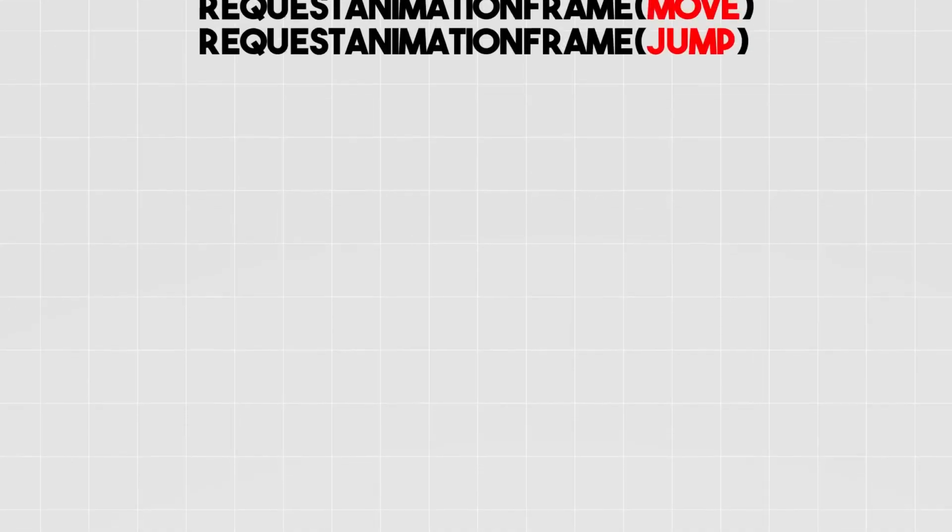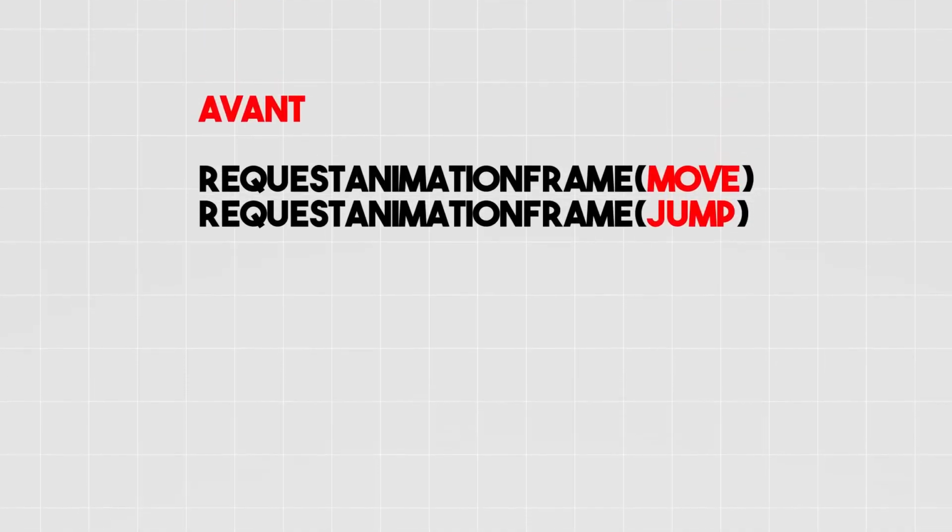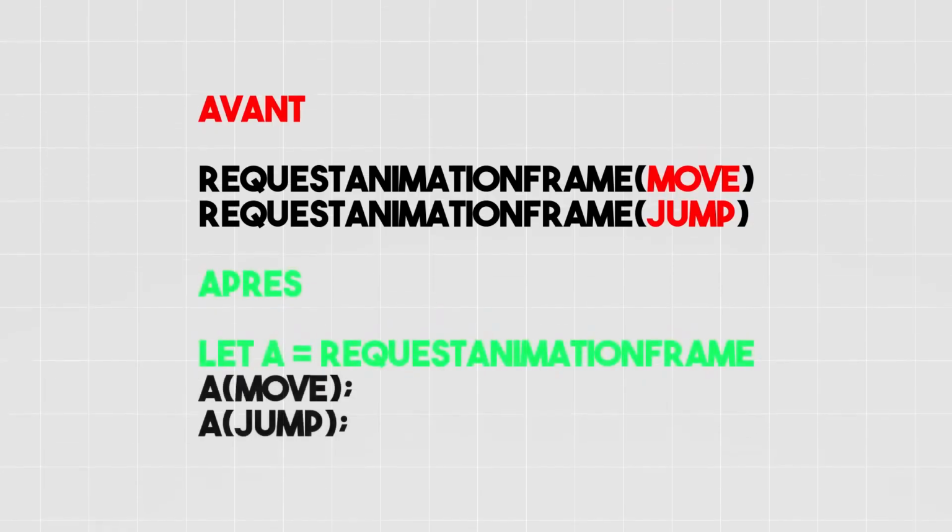Or, one last little technical detail, if I need to use a browser function that's a bit long, like this one we often use, request animation frame, instead of writing it out every time, I'm going to define it in a variable. And it's this variable that I'll use each time. That saves a lot of space.